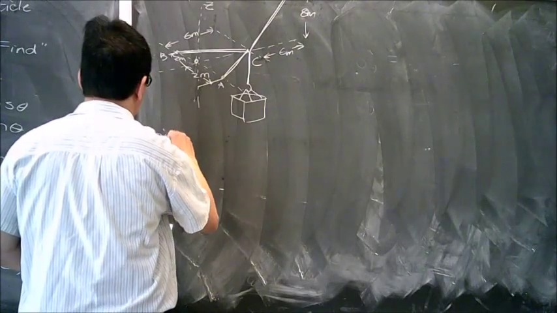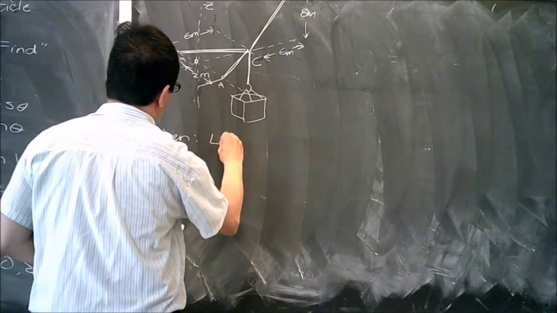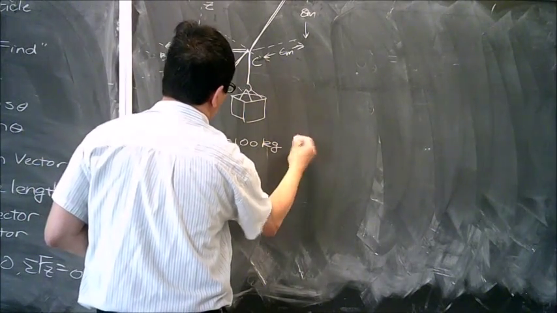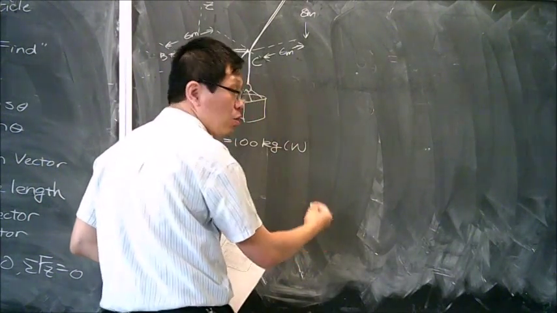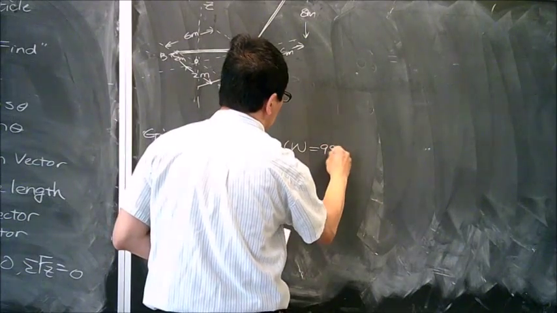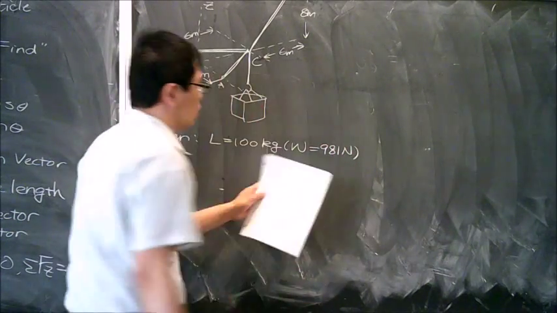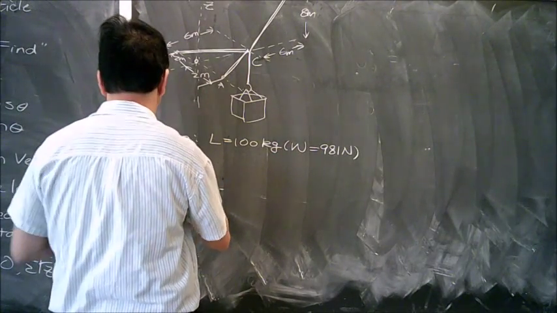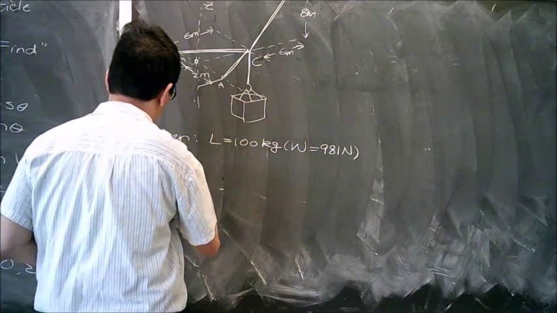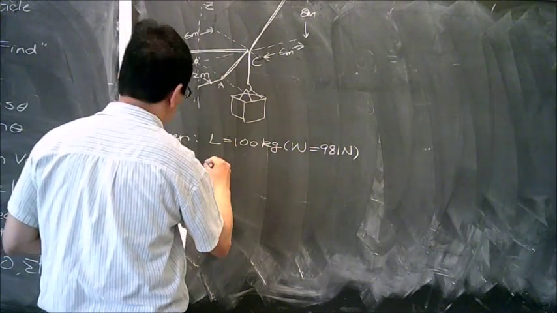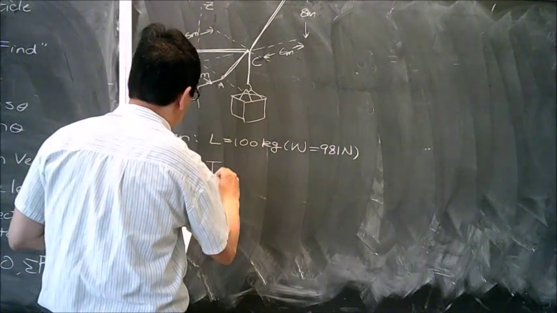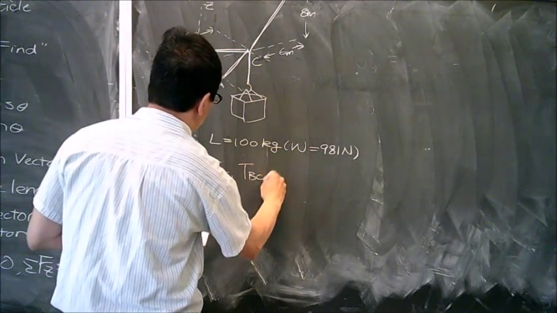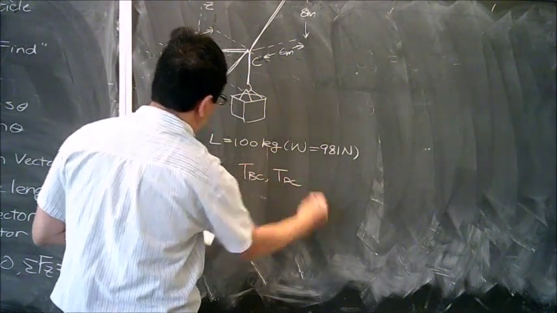So I'm given the load equals 100 kilogram. If you want, you can just say it's weight equals 981 units here. It might be easy. And I need to find the loads TAC, TBC, TBC.